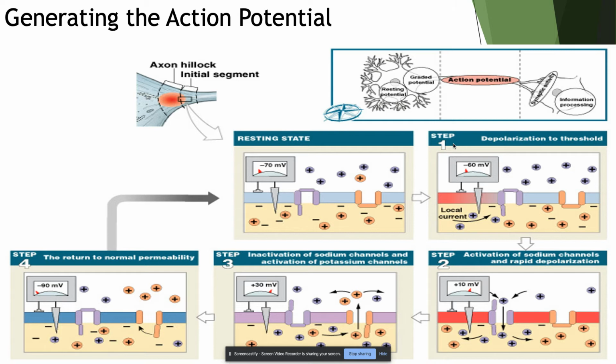This diagram shows the steps involved in generating the action potential from the resting state. At normal resting potential, the activation gates of the voltage-gated sodium channels are closed. And the steps are as follows. One, the depolarization to threshold. Two, the activation of the voltage-gated sodium channels and rapid depolarization. Three, the inactivation of voltage-gated sodium channels and activation of voltage-gated potassium channels. And four, the closing of the voltage-gated potassium channels.